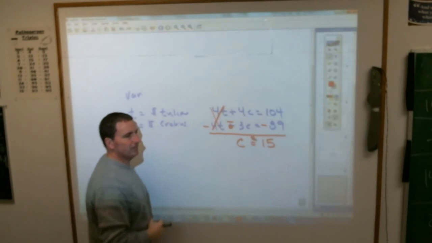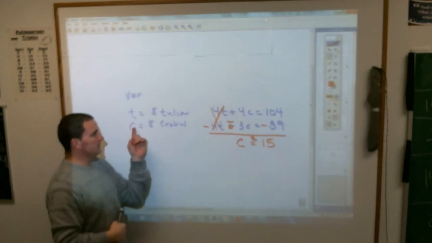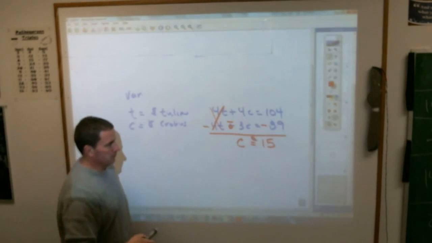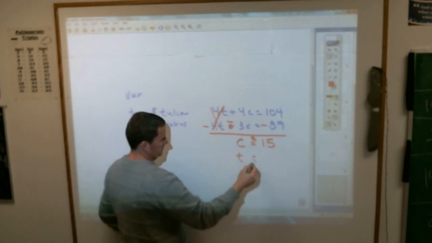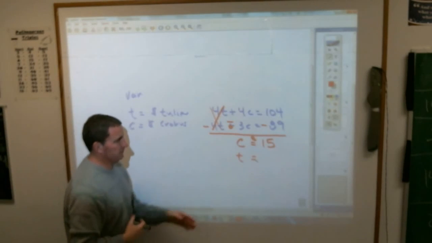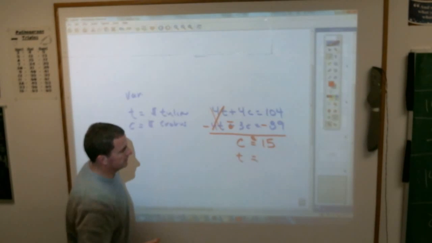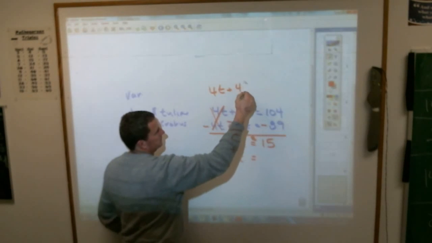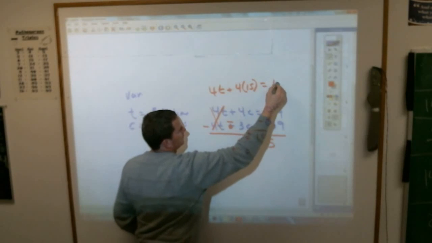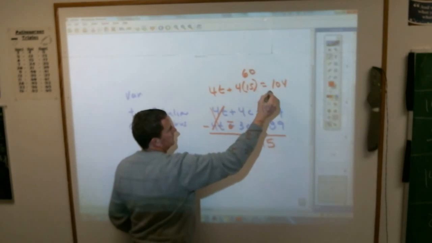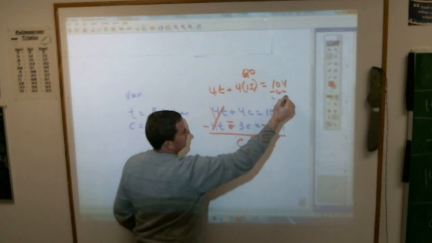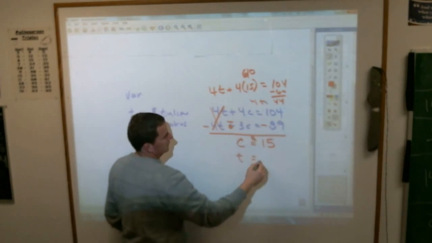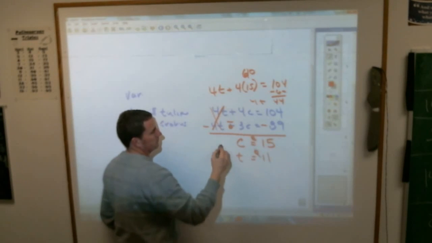And again, you define the variable so you know what C is. C is how much a crocus plant is. You need to plug that 15 in for the letter C and see what you've got left. 4T plus 4 C's, which is 4 times 15, equals 104. This is 60, subtract 60, you end up with 44. 4 goes into 44, $11 for the tulip plant.